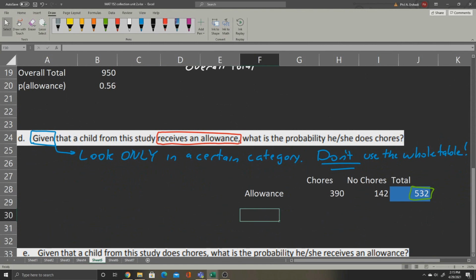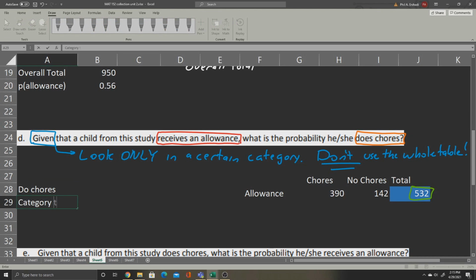We can see among the children who receive an allowance, the category total is 532. However, the question asks about the children who do chores and receive an allowance. So we're going to look only at this piece of the table and look at the children who do chores and get the category total as well. So the children who do chores are 390 and the category total is 532. Once again, we're not using the overall total because of the word given, which I've boxed in blue.